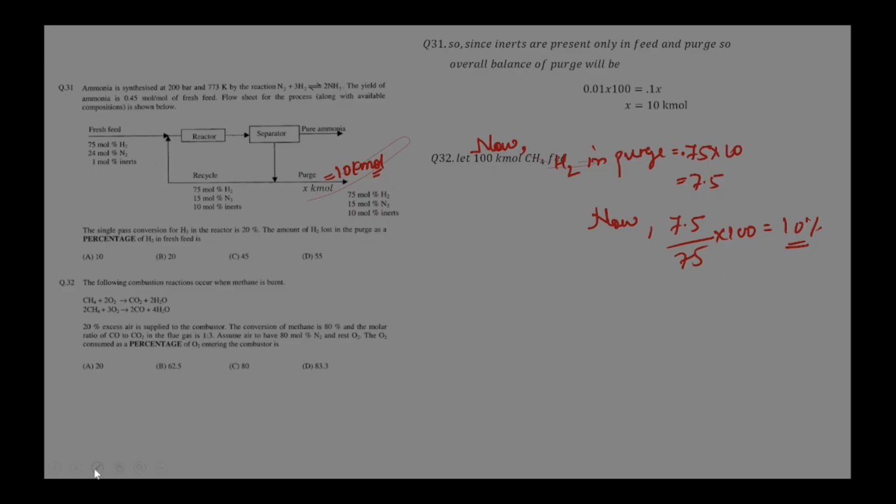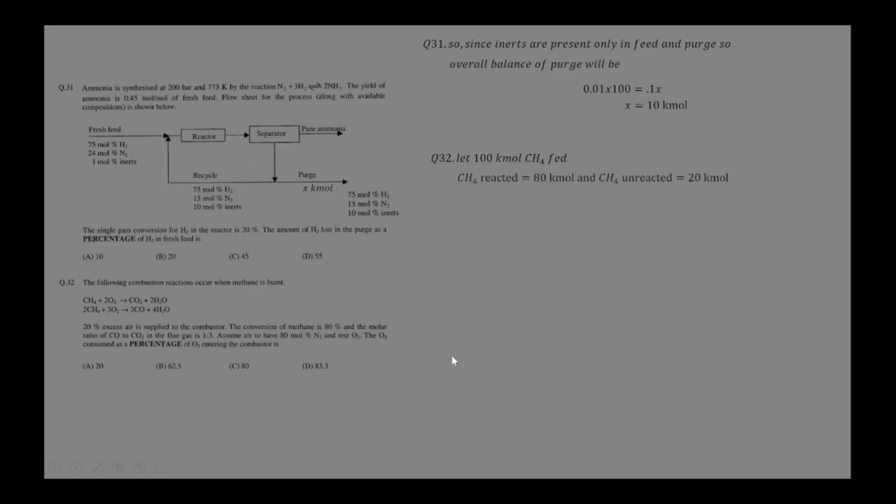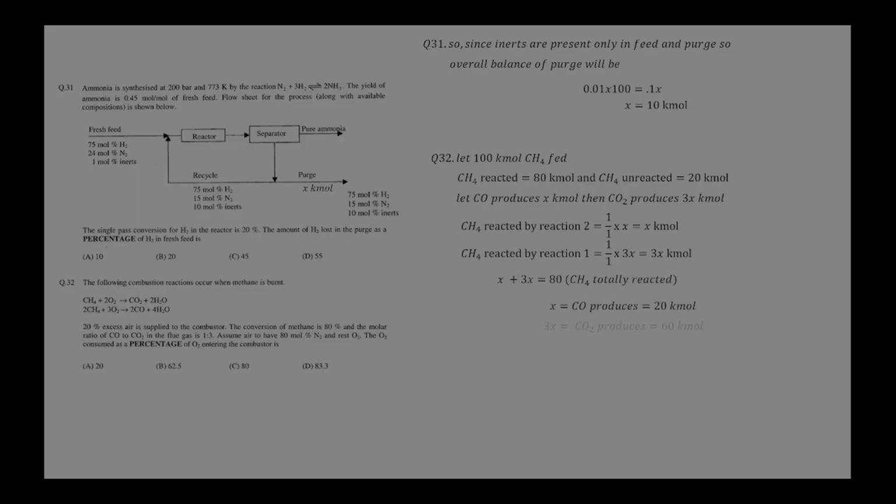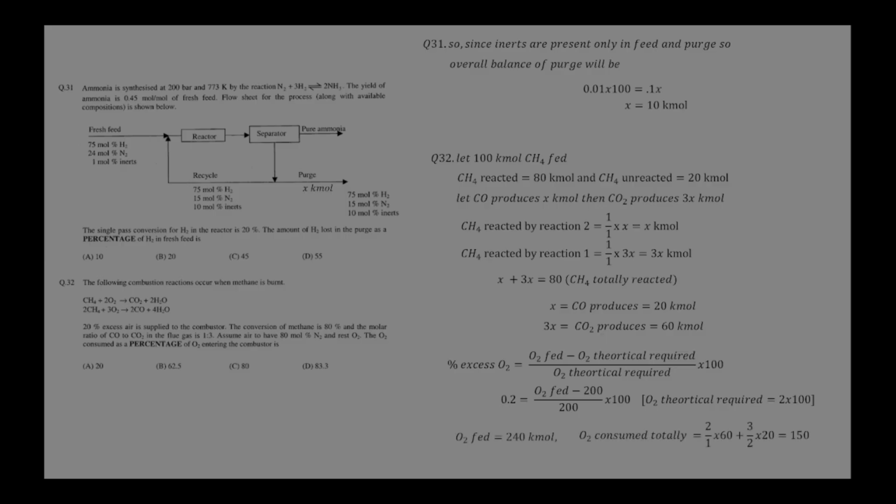So question number 32. Let CH4 reacted 80, CH4 unreacted 20. Let CO produced be x kilomole, CO2 produced 3x kilomole. CH4 reacted by reaction 1 is x, and CH4 reacted by reactions 2 and 1 are there. Total, this x plus this 3x is equal to 6. So O2 fed 240, O2 consumed totally 150. Required answer 62.5%. Okay, so straightforward.